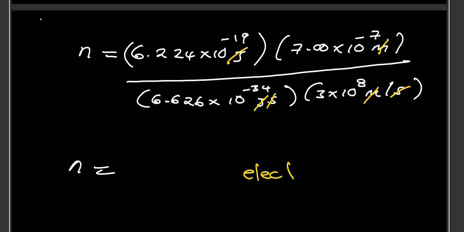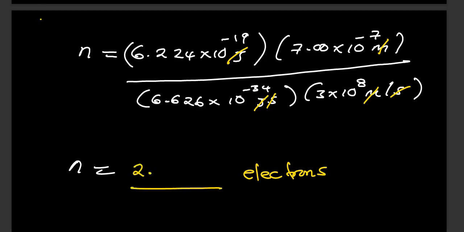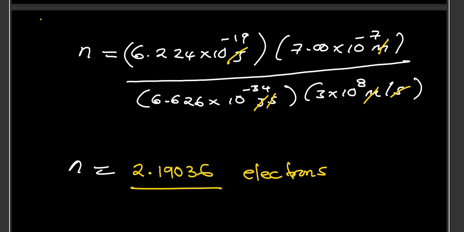So what answer are you going to get? 2.19036, yes, but the numbers continue. Then is that times 10 to the power anything? No. Okay, so you get this guy. So these are the number of electrons that were actually transferred.